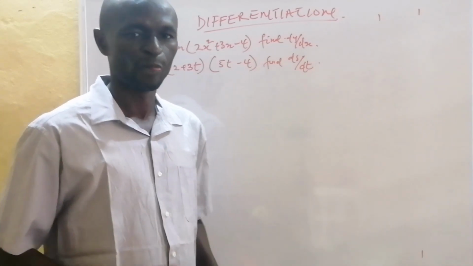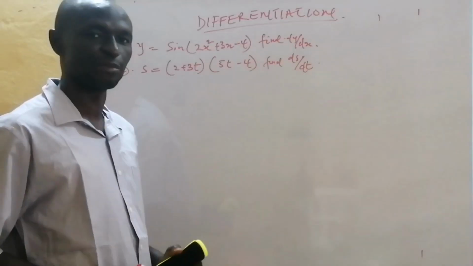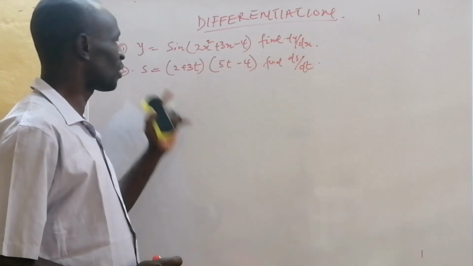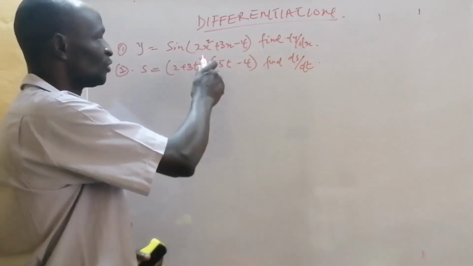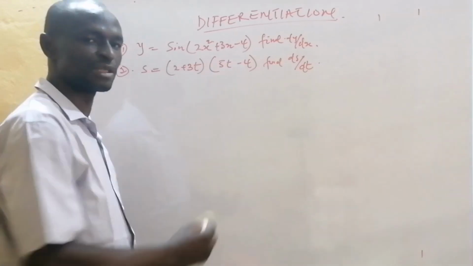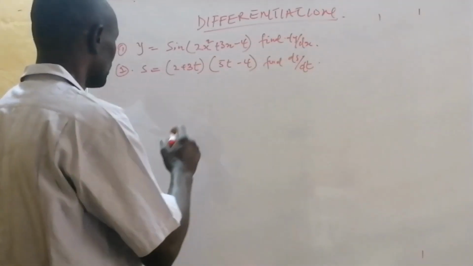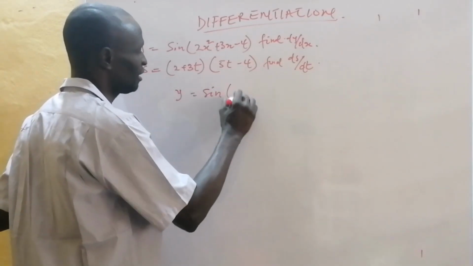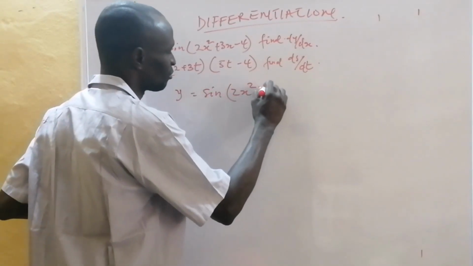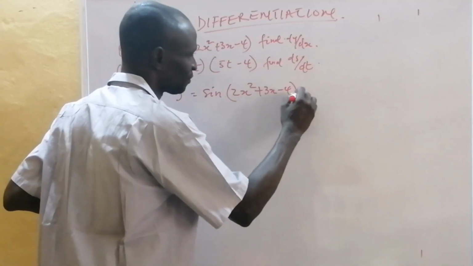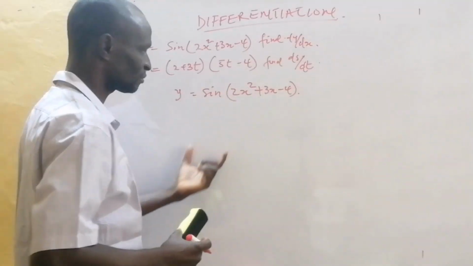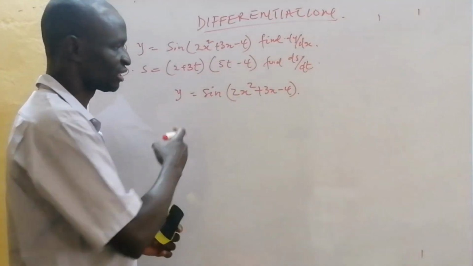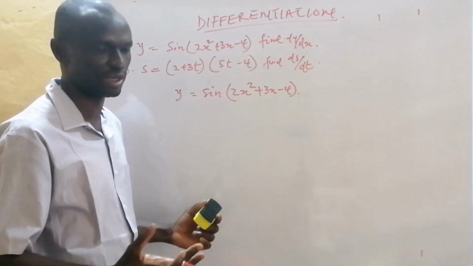Let's take these two questions for example. The first question says y is equal to sine of 2x squared plus 3x minus 4. Now, if you look at this carefully, obviously you can't just differentiate this directly into sine and cosine.